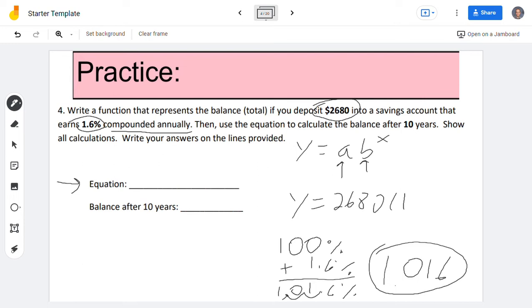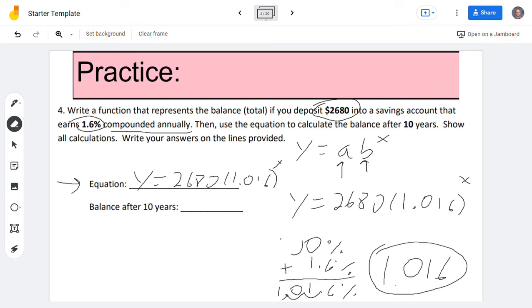So it would be 1.016 to the power of x. All right, so that gives us our equation. Y equals 2,680 times 1.016 to the power of x.